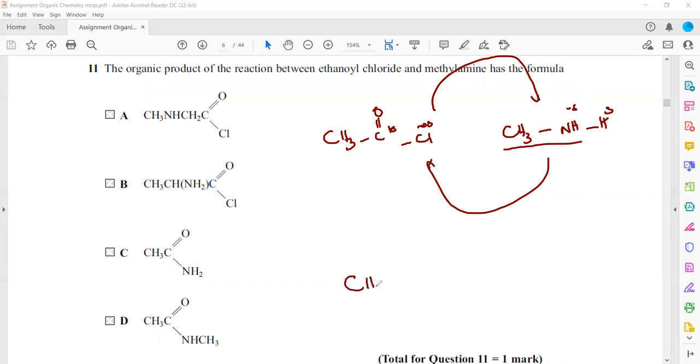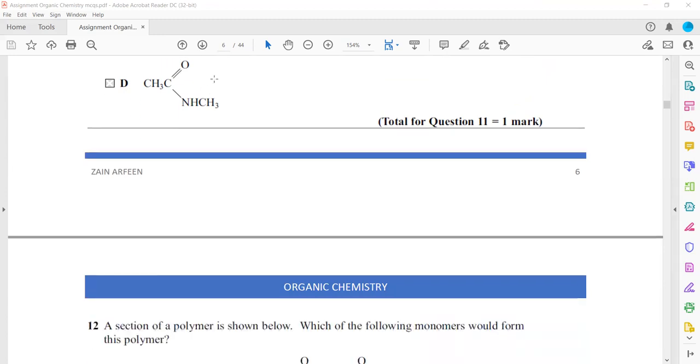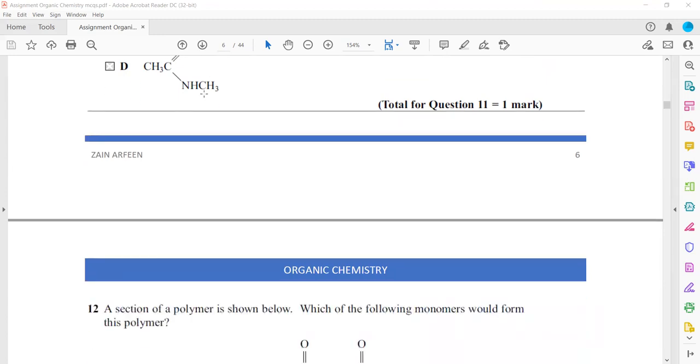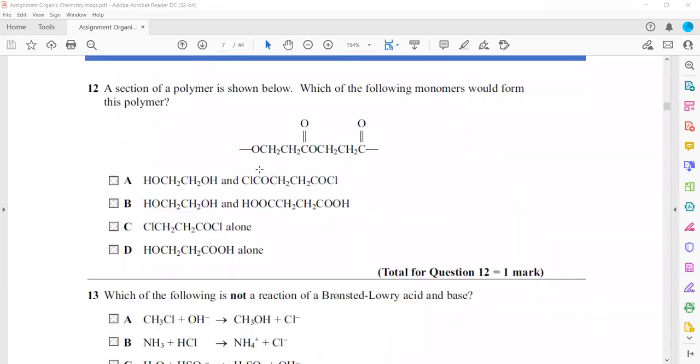So the organic product will be CH3, C double bonded with O, NH, and then CH3 is there, plus hydrogen plus chlorine. So misty fumes of hydrogen chloride will be there. So what is the organic product which is formed when these two react with each other? That is D. They are only asking for the organic product. If they ask for the total products, then it will be HCl as well. But the organic product will be N-methylethanamide, or ethanamide, you can also say.